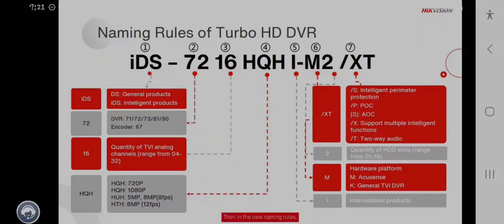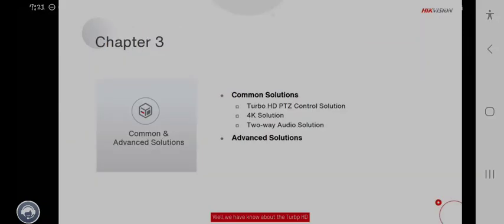Then in the new naming rules we want you to pay attention to the models with X, which means DVRs support multiple intelligent functions, and T represents the models with two-way audio function. Well, we now know about the Turbo HD product family and naming rules of products. Next we want to show some solutions with Turbo HD system, which will meet the requirements in different scenarios.